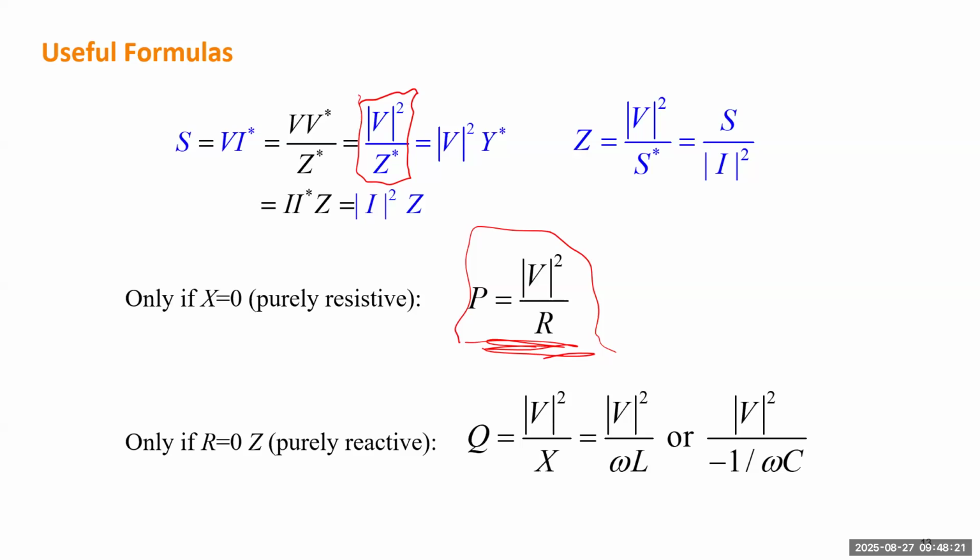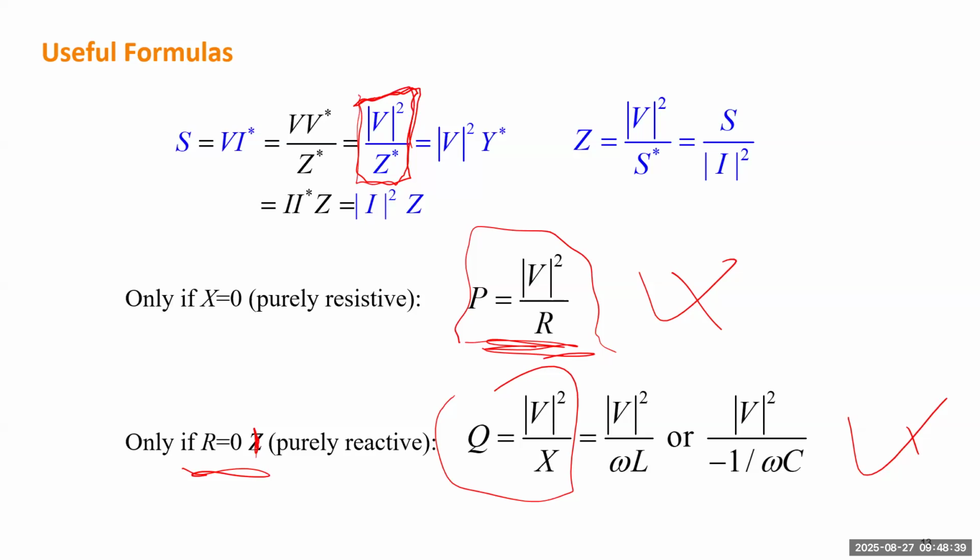Similarly, this one only happens if the resistance is 0. So those two formulas can be used, but you have to be very careful. But if you know the voltage and impedance, it's better to start with this formula to calculate P and Q.